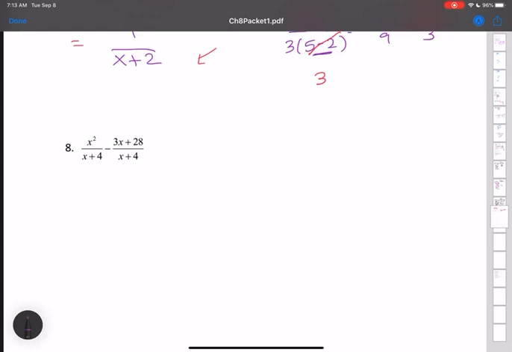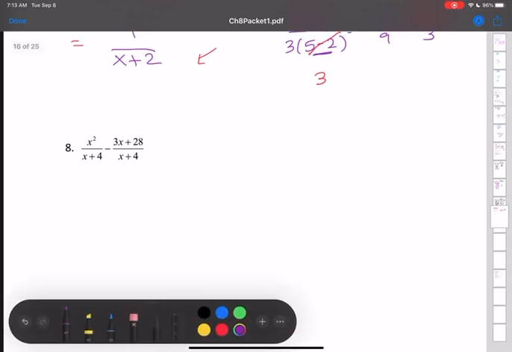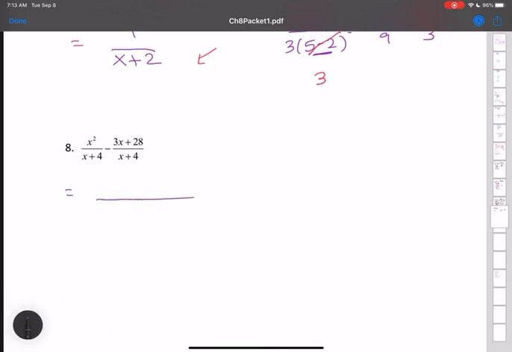So just do the very first step of rewrite it with the common denominator, which it already has, and then you're going to have to do something with that negative. So try to figure out what you're going to do and then hit play when you're ready. Okay, so our common denominator is that x plus 4, so we don't have to do anything there. Now, if we combine the top, a lot of people just tell me that it's this. They just say x squared minus 3x plus 28.